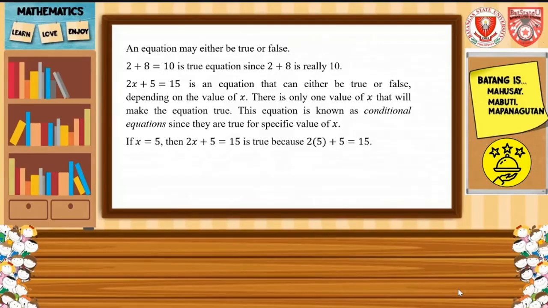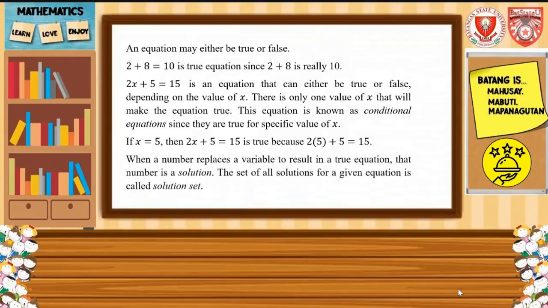If x is equal to 5, then 2x plus 5 is equal to 15 is true because 2 times 5 is equal to 10, plus 5 is equal to 15. So when a number replaces a variable to result in a true equation, that number is a solution. Therefore, x is equal to 5. 5 is our given solution.